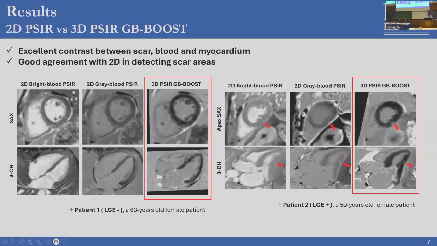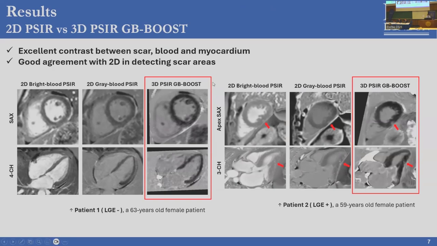So these are results from 2 representative patients, one presenting no LGE findings, and the other having a small amount of enhancement of myocardial scars.